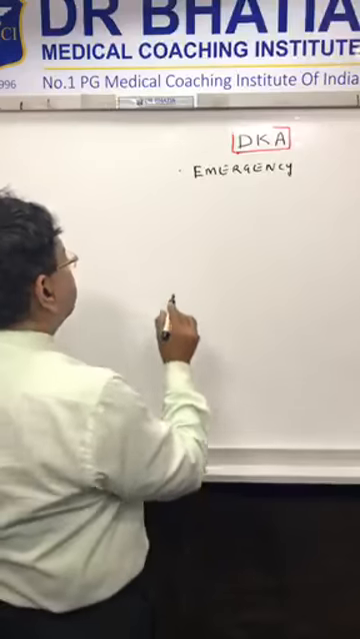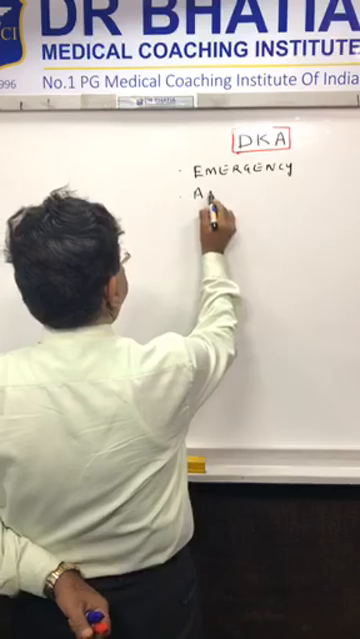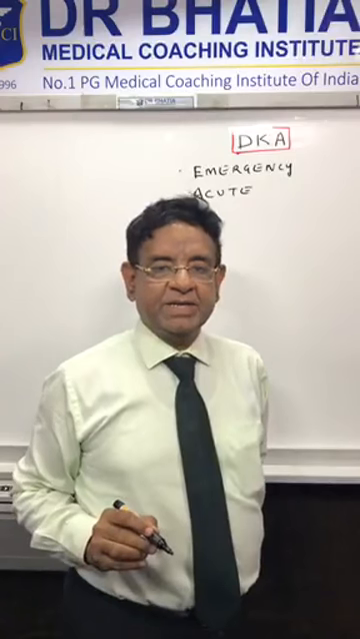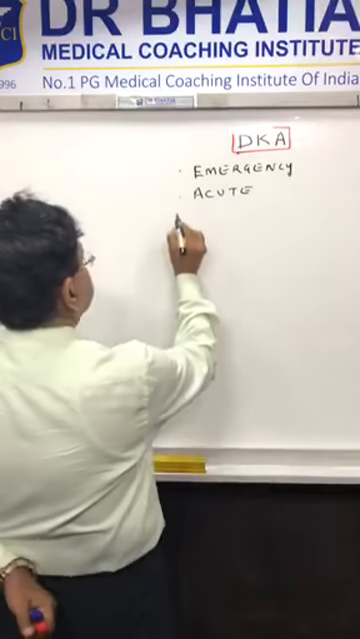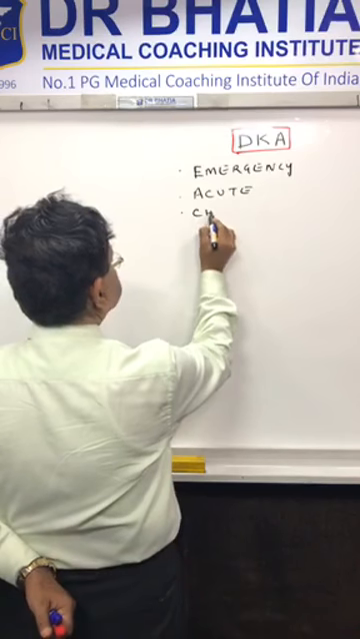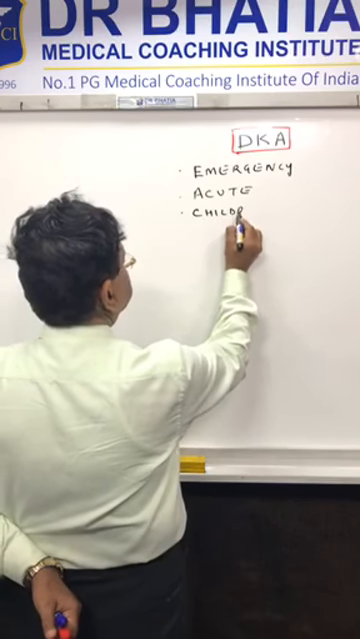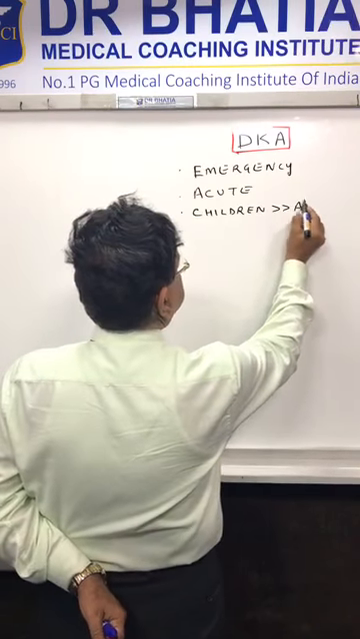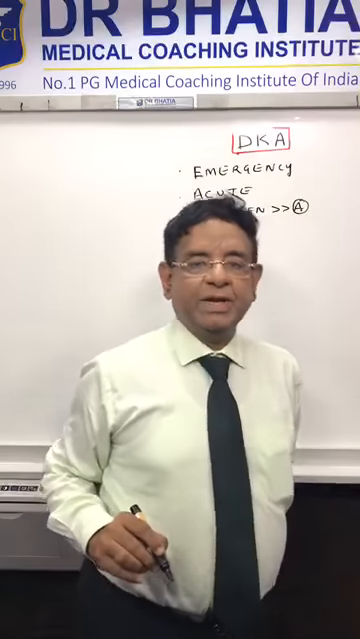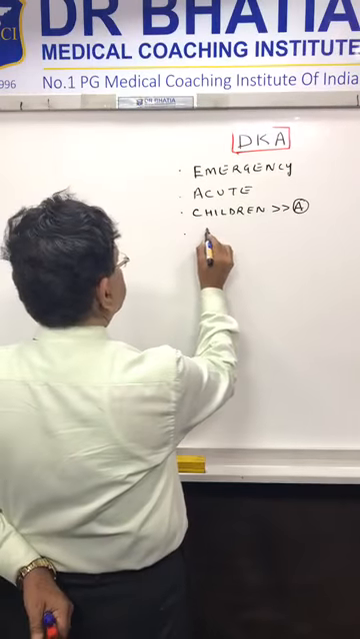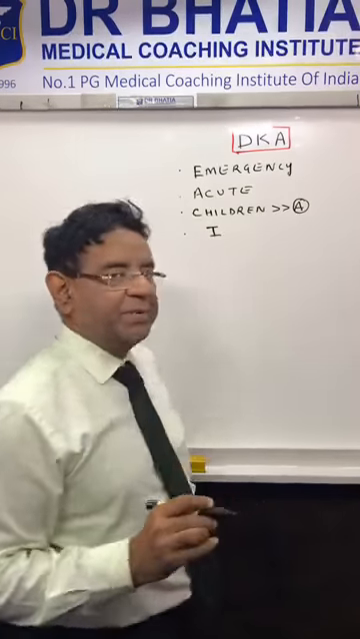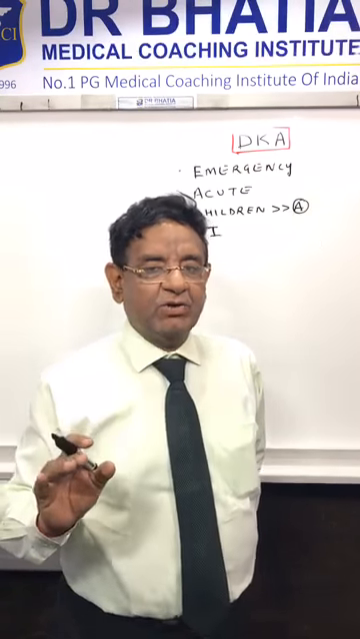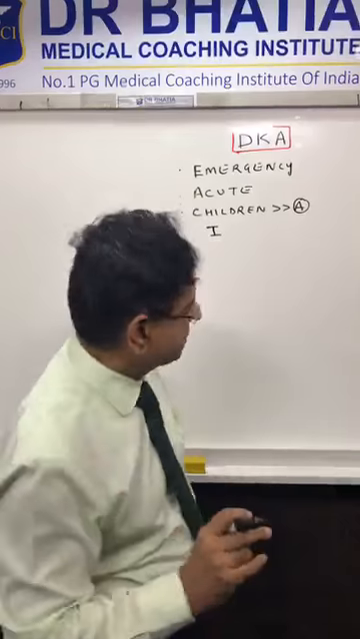Now, DKA is an acute complication of diabetes mellitus. It is much more common in children as compared to adults. That's why we can say it is more common in type 1 diabetic patients, but I never mean that it doesn't occur in adults or in type 2. It does occur, but more in children.